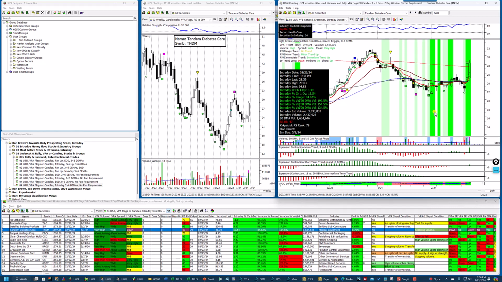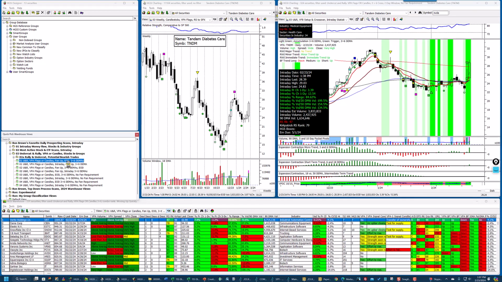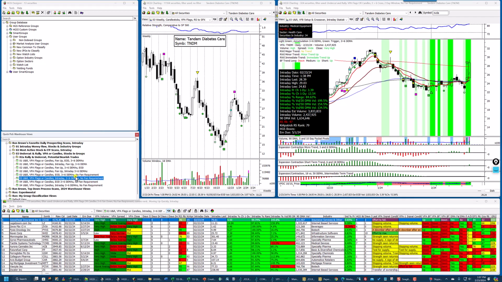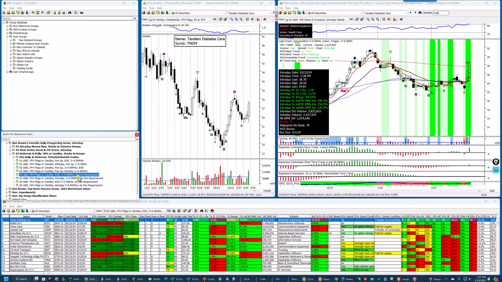If you're going to use these scans, just remember the strongest stocks have a fan up requirement. These down here with no fan requirement, you can get stocks that have a fan up, or you can have stocks that do not have a fan up, but they're meeting the other crossover or setup requirements.